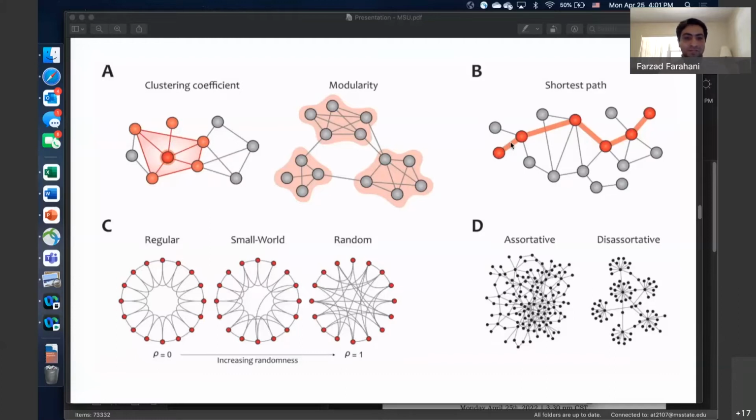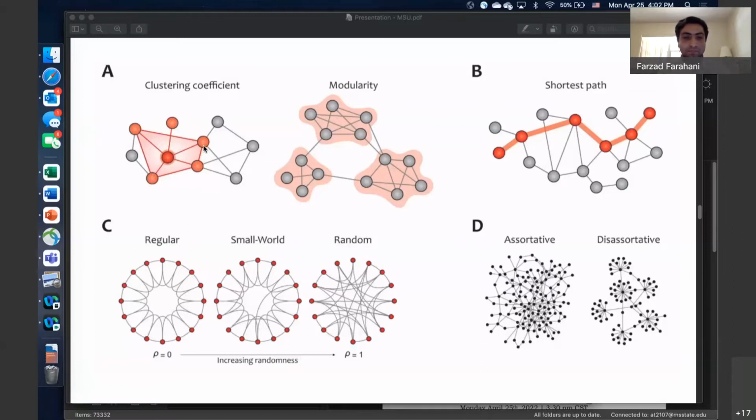Or another measure like the clustering coefficient, which calculates how the neighbors of a given node are connected. For example, in this figure, the middle one is the node. And we want to see how interconnected are the neighbors of this specific node. This is another measure to show the clusters existing in the brain, or communities, for detecting communities.